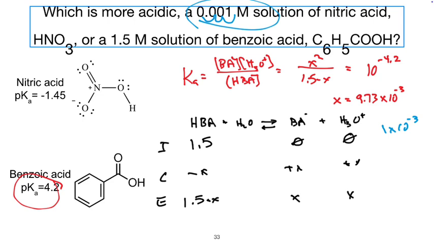Which number is the larger number? Did I do that in my head wrong? Isn't the benzoic acid a bigger number? 9.73 times 10 to the negative 3 is larger than 1, isn't it? Okay, just checking. Which means the benzoic acid at this point is more acidic. Kind of makes sense?